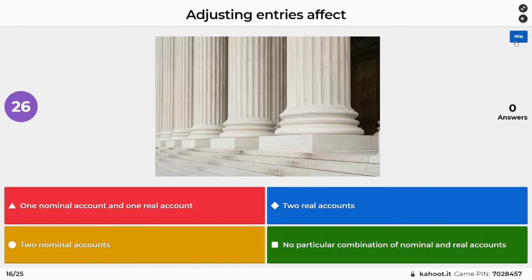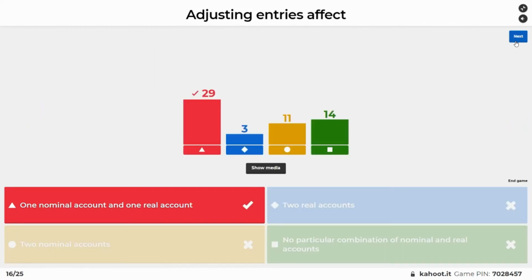Adjusting entries affect... Okay, so adjusting entries affect one nominal account and one real account. So meaning one P&L account and one balance sheet account, no?